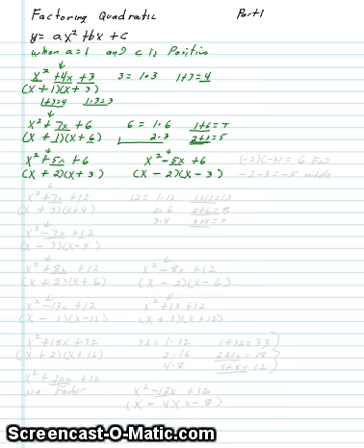Now, negative 2 times negative 3 is positive 6. Negative times a negative gives me a positive. Negative 2 minus 3 is negative 5. There's our middle term. And the negative 2 times the negative 3 is the end term.